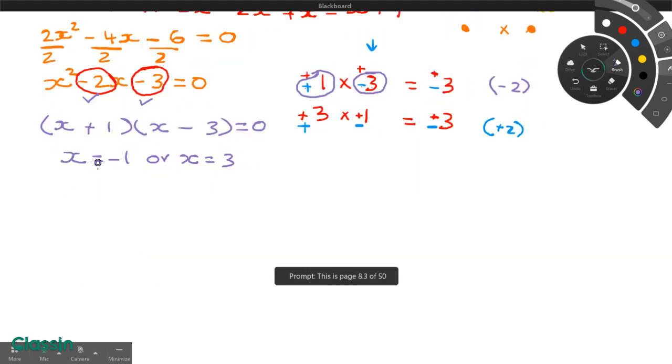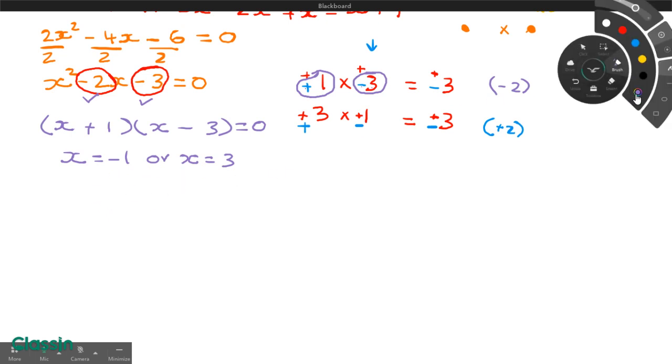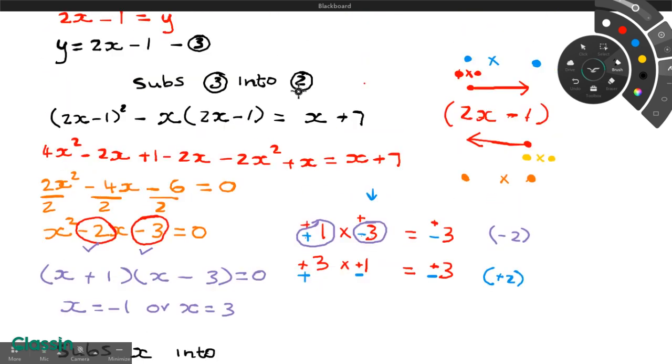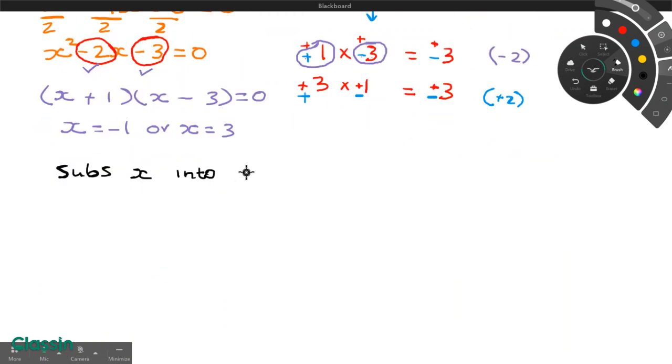Now we are not done. These are only the values of x. Once you find this, you go back to your equation. Now you say substitute x into, remember that we substituted into equation 2. Now we are no longer going to work with equation 2, but only with equation number 3. So you substitute the value of x into equation 3.